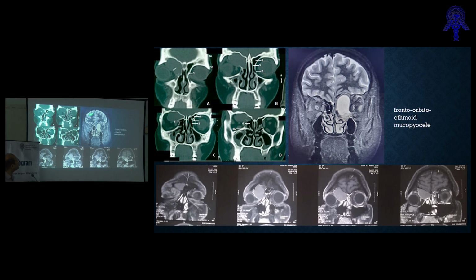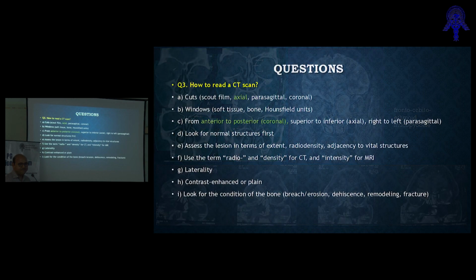Because you can see in the CT scan, it is not giving a very good idea regarding the content of the mucocele. But here you can differentiate the fluid content from the solid content, WBC content or pus content. That is understood only with the help of an MRI.